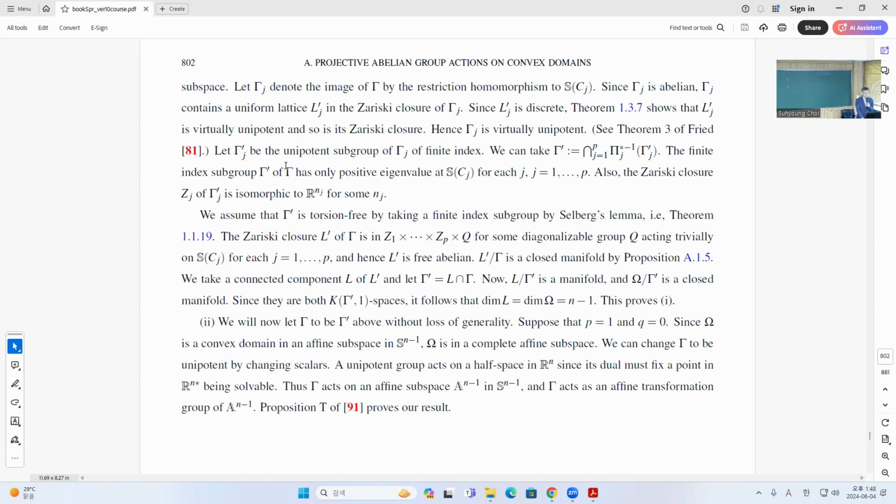You can prove that, and so you can take the inverse of these, and then you get a finite index subgroup of gamma with only positive eigenvalue. So the Zariski closure of this is homeomorphic to these. Okay. So these are virtually unipotent.